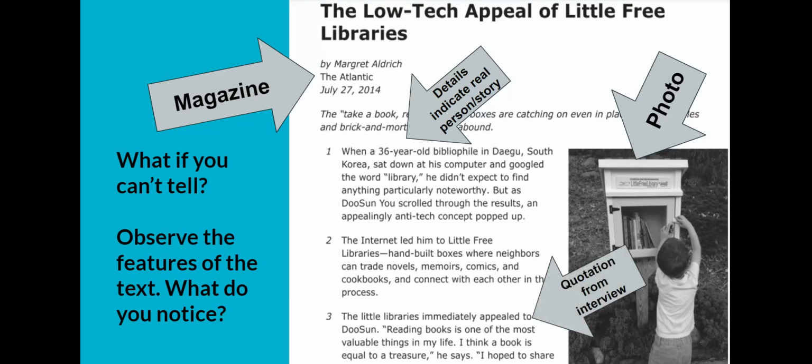Down here in paragraph 3, we also have a quotation from an interview with Do Sun. So the features that we're noticing so far are more indicative of a feature article. It's not dry and completely informational. There are some storytelling elements involved. We're talking about a particular person highlighting his experience to illustrate what this title is saying, the low-tech appeal of little free libraries. A feature article is going to bring in interviews and other outside sources to kind of paint a picture of a story of interest to their audience.